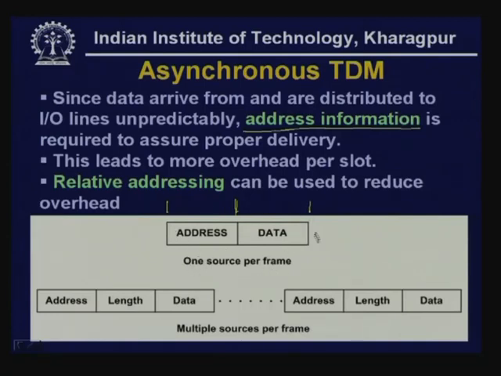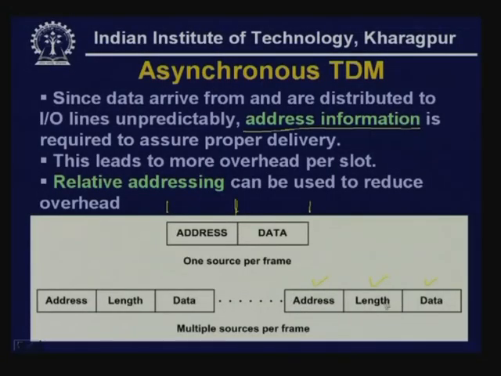If we are sending, say, one source per frame, then we can do the framing in this manner: data and address that we can send in a particular frame. Whenever a frame comes from multiple sources, we shall also require address information and the length of data if we use variable length data coming from different sources. So, for each of the sources we require address, length and data. That was not so in synchronous time division multiplexing. There the number of bits to be taken was fixed and the slot allocation was fixed. Here it is not so.